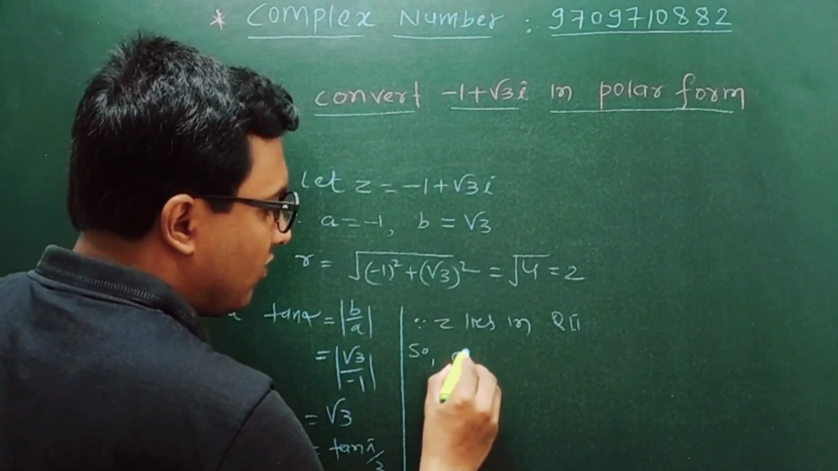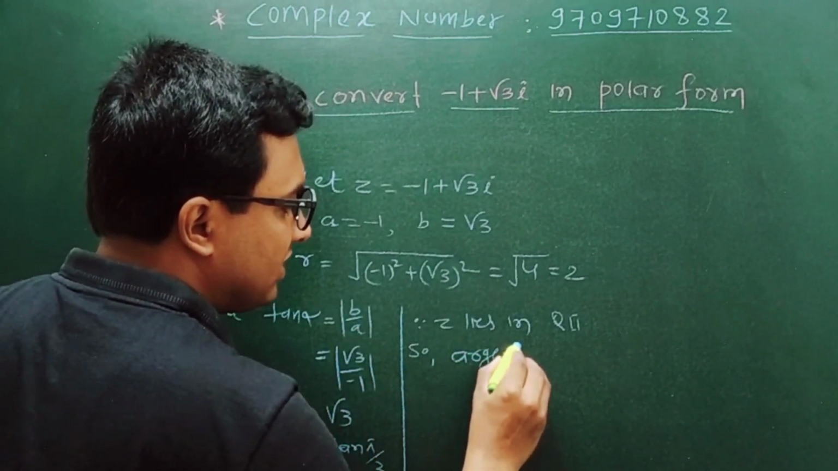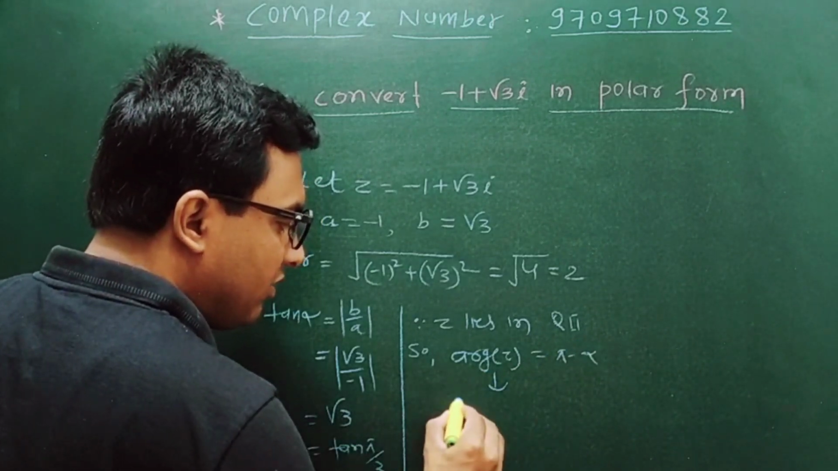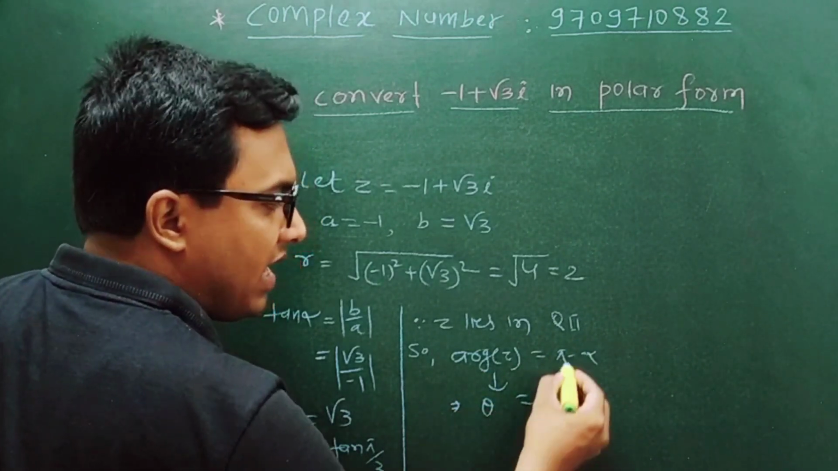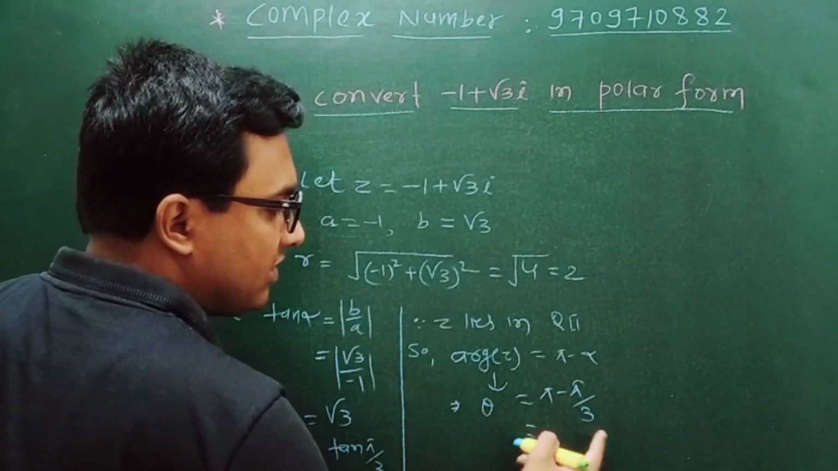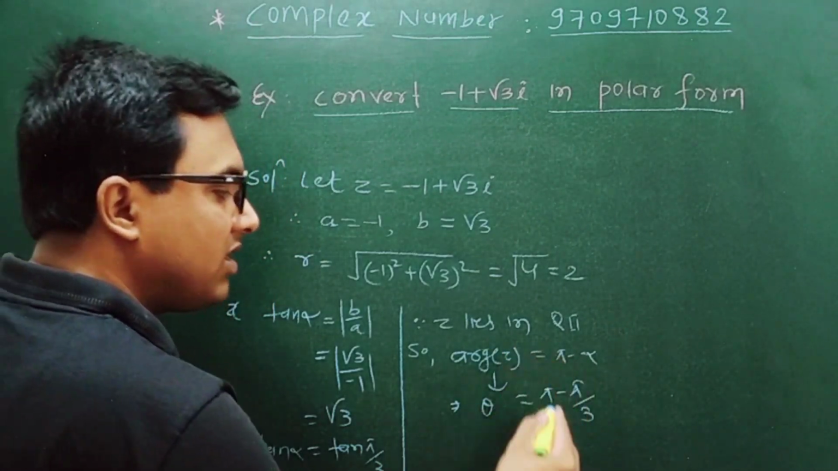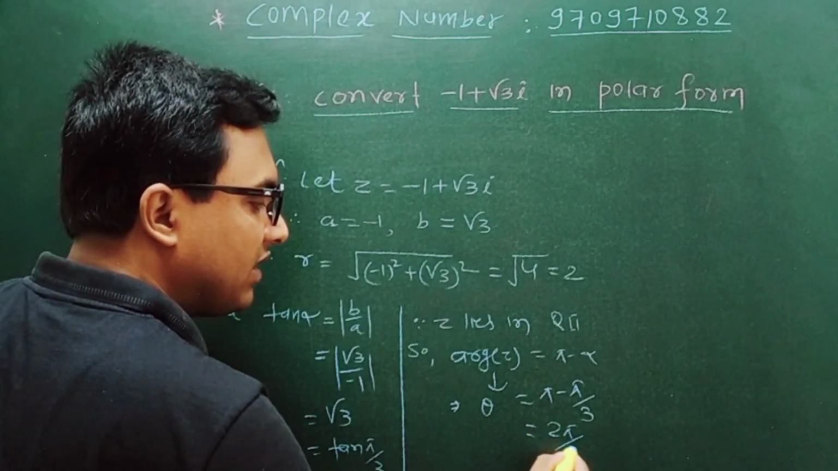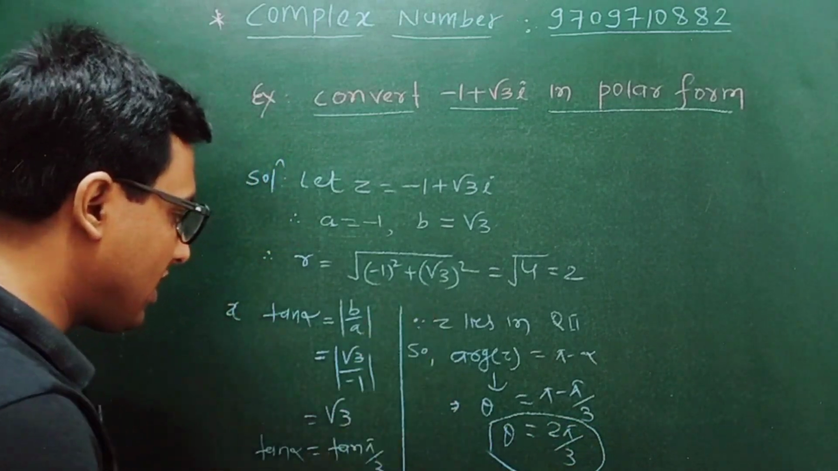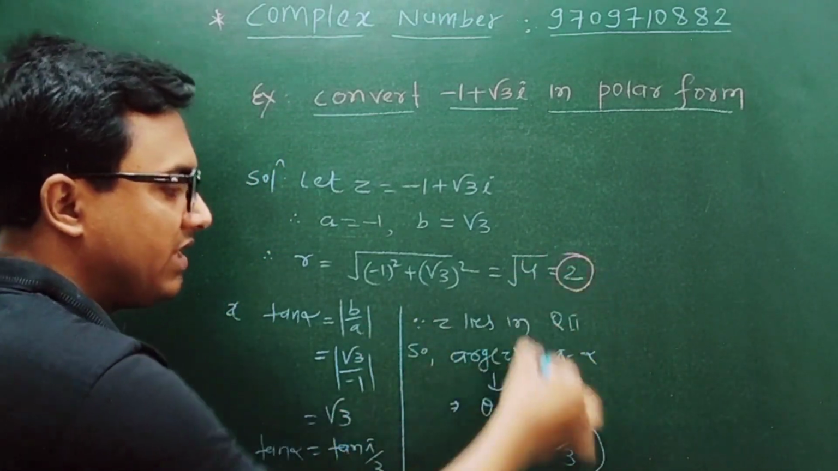So the argument of z is equal to pi minus alpha. Argument of z is equal to theta, and pi minus alpha means what? Pi minus pi by 3: 3 into 1 is 3, 3 minus 1 is 2, so 2 pi by 3. So theta is equal to 2 pi by 3. We get both values: r is here, theta is here.